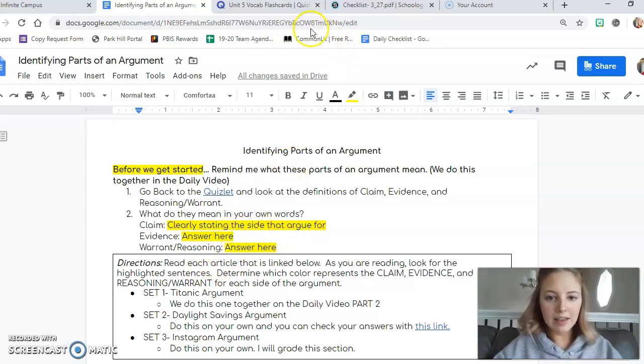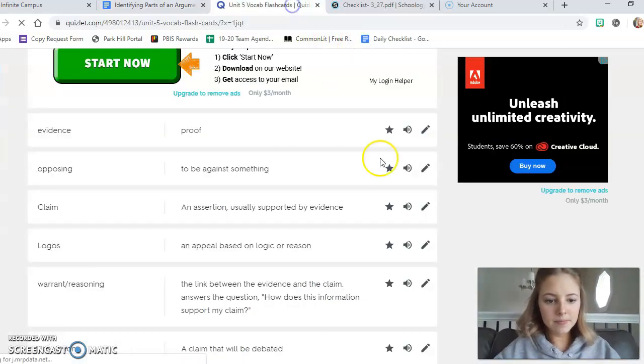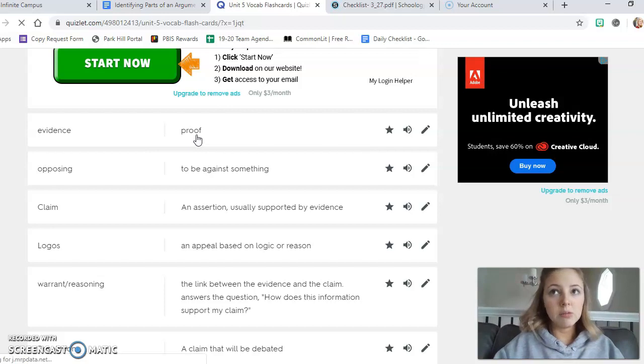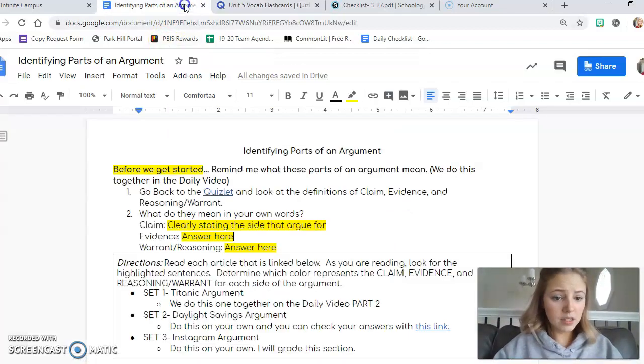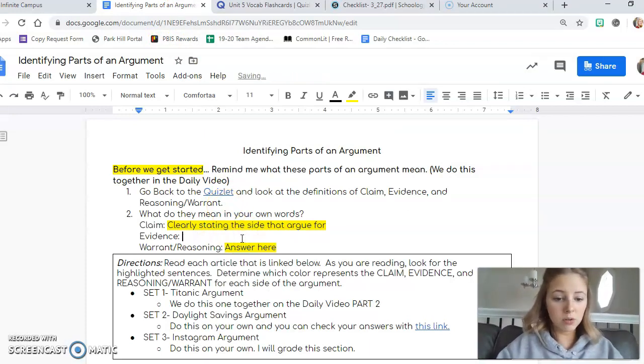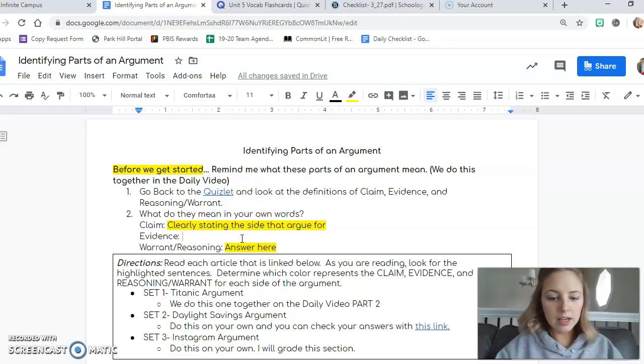Let's take a look at evidence. Okay, evidence just says proof. So when we think about proof in the form of argument, you might think about what kind of examples of proof you might look for. Again, all of these can be in your own words. Feel free to use my words too. But if you want to rework it or reword it, that's fine with me. No harm, no foul.